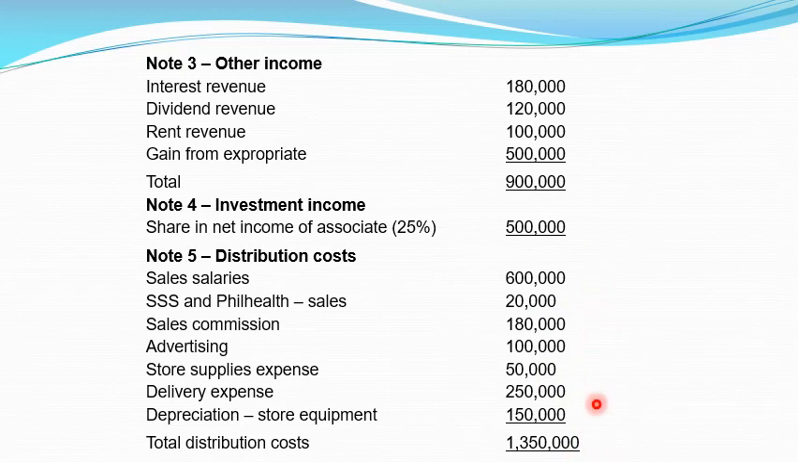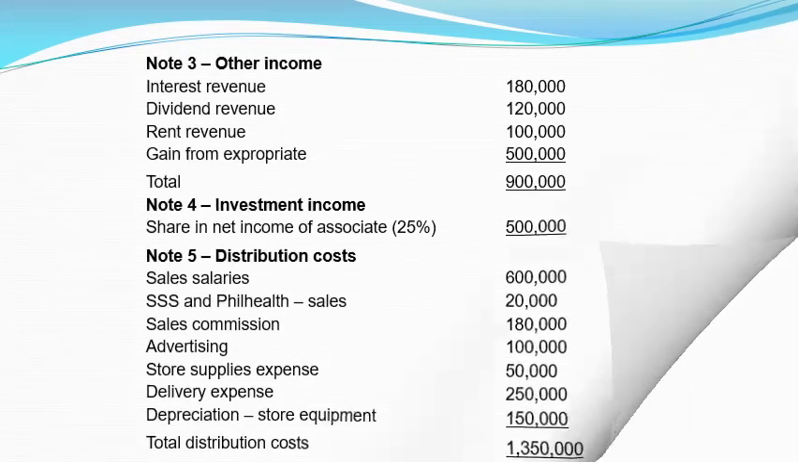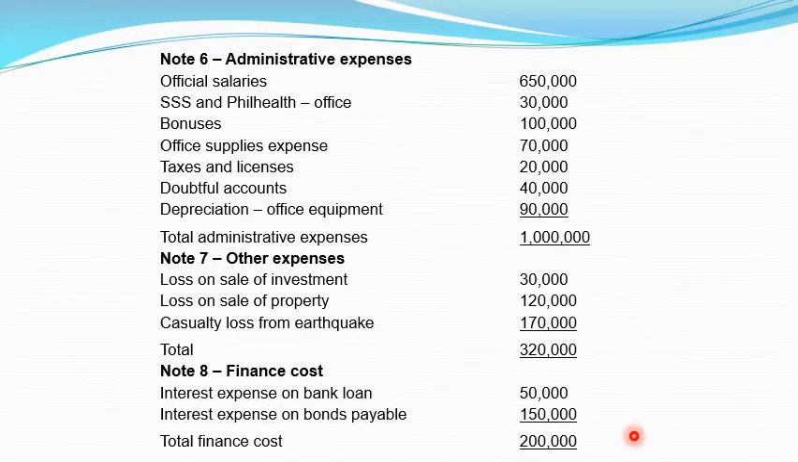Kapag si company, inopt niya na i-present yung income statement niya using functional method, hindi ibig sabihin na functional method yung gamit niya, hindi niya na i-disclose yung nature ng expense. So, dapat nakadisclose pa rin sa notes to financial statements. Okay, eto din, administrative expenses. Ito yung nature, other expenses.